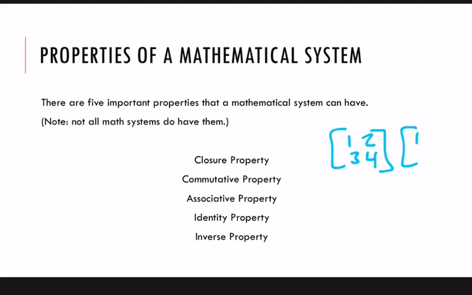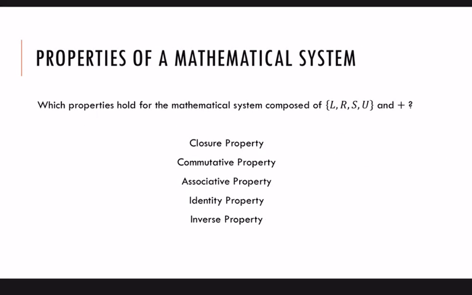All right, multiplying matrices, and you may have learned this, that this is not a commutative operation. Okay, so there are some systems that do have these, some that don't. All right, but let's test it out for our system composed of LRSU and this plus symbol.